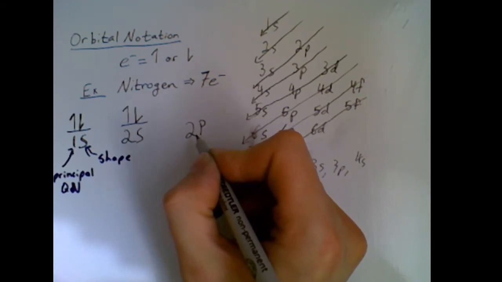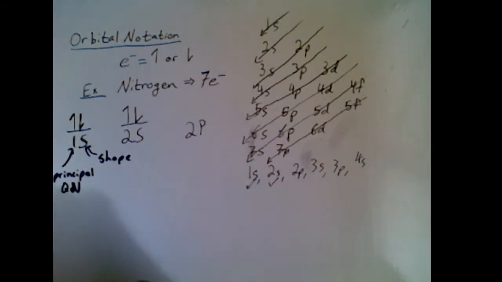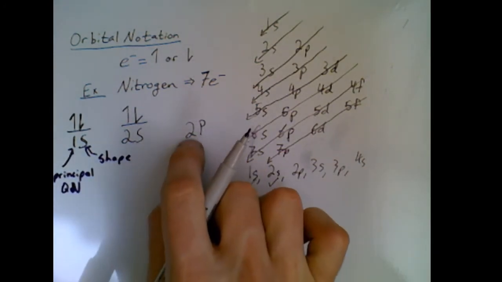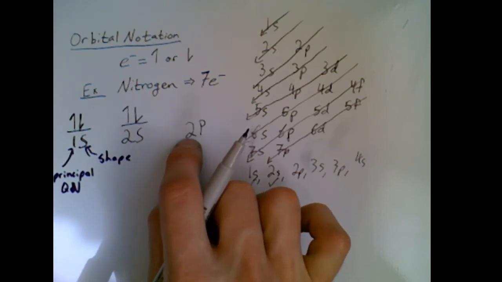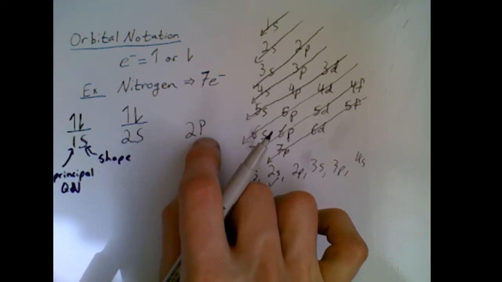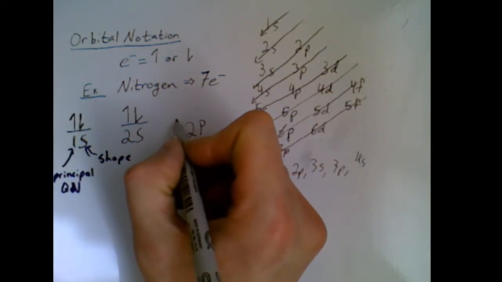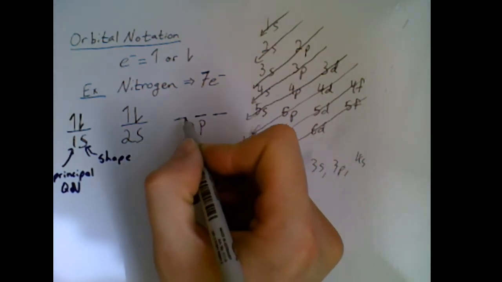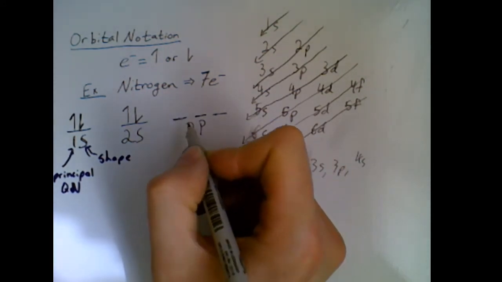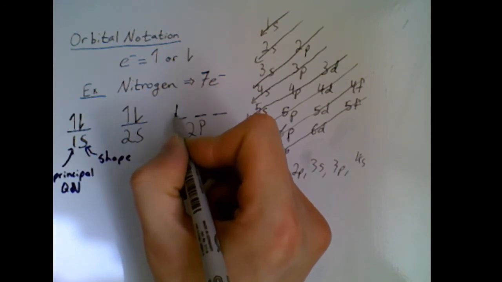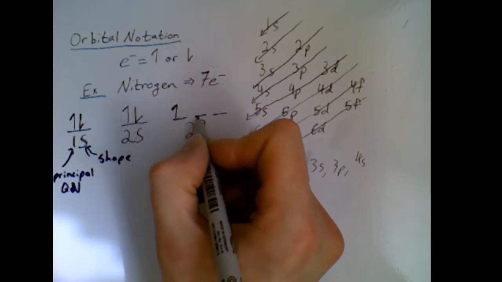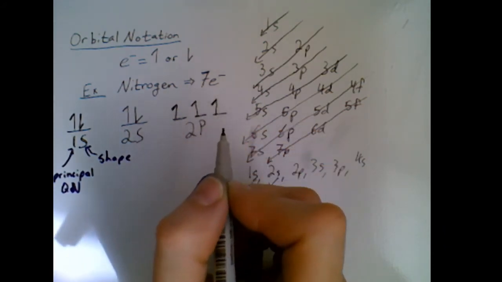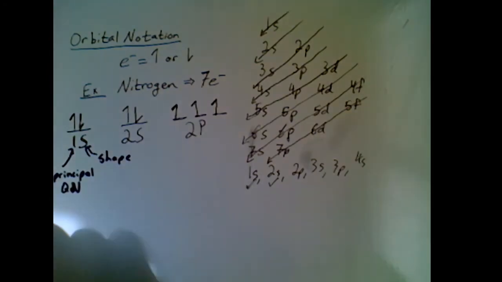Now there are 3 shapes for every energy level with the p. So p shows up for the first time at the second energy level, second distance from the nucleus. And it has 3 shapes. So what that means is we are going to draw 3 lines like this. We have 3 electrons left. So the way that we're going to add them is we're going to go 1 here, and then we have to make sure there is 1 on each of those subshells before we pair any up.